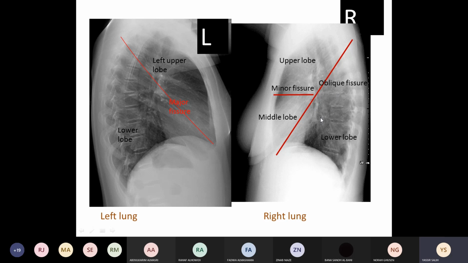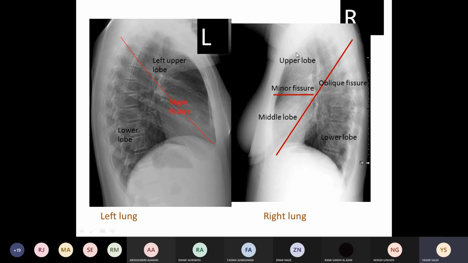If there is any lesion, meaning an opacity or, for example, a tumor in this area, this means it is in the right lower lobe. If it is here or here, as long as it is posterior to this oblique fissure, this means a right lower lobe lesion. If it is anterior to the oblique fissure and superior to the horizontal fissure, this lesion is in the upper lobe, located anterior to the oblique fissure and superior to the minor fissure.